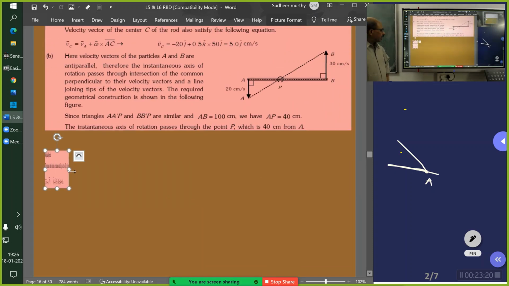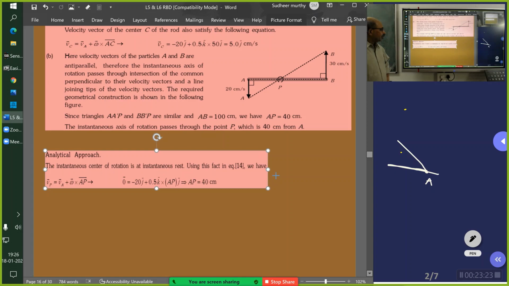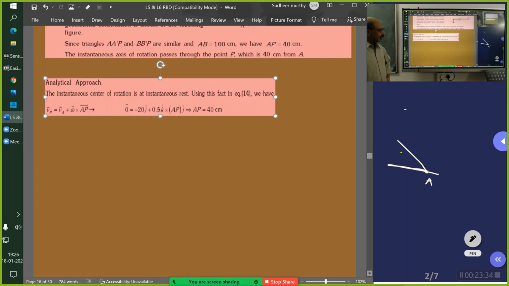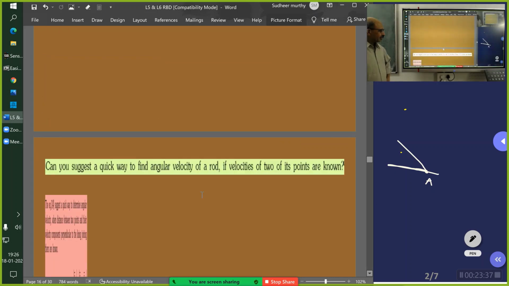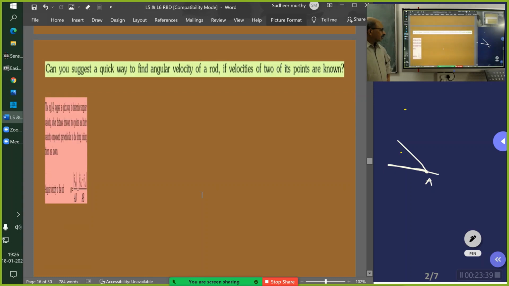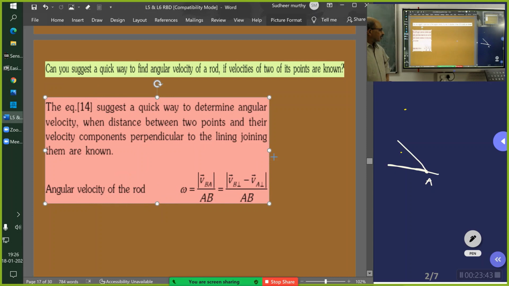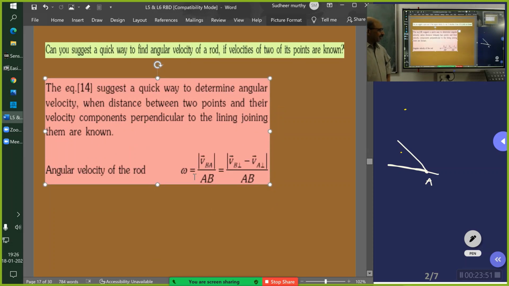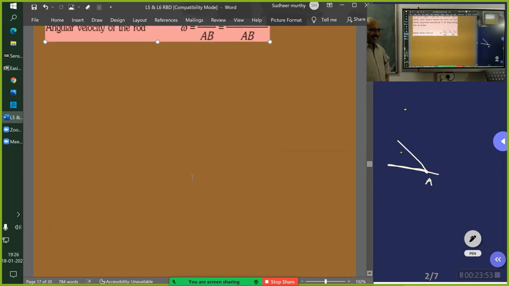And here, in the analytical method, the instantaneous center is at rest using this. Yes, again, this is something which we have used. Clear? Nothing, we have already done this. Let's go to this, which is again the relative velocity concept. So we have done all the things.